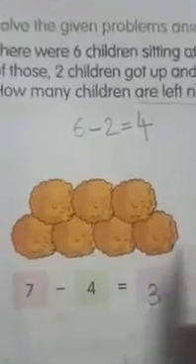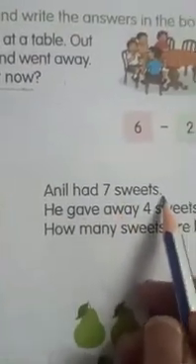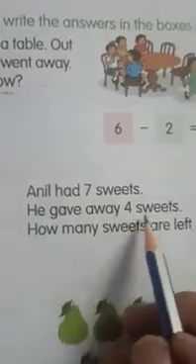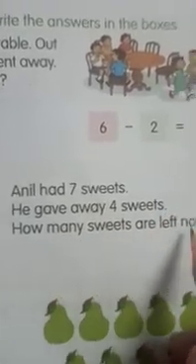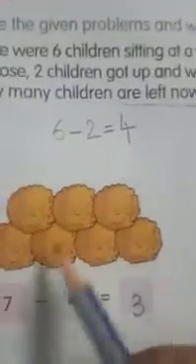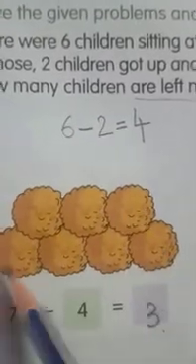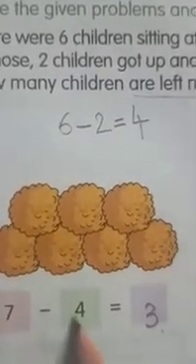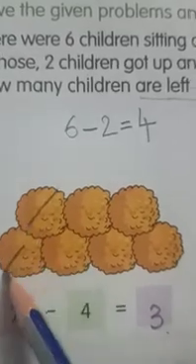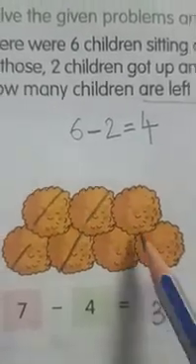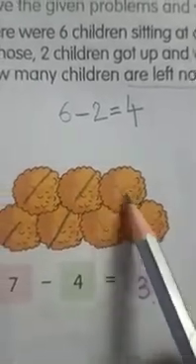Next, Anil had 7 sweets. He gave away 4 sweets. How many sweets are left now? He was having how many? 1, 2, 3, 4, 5, 6, 7. And he gave 4. 1, 2, 3, 4. And the left sweets with him are 1, 2, 3.